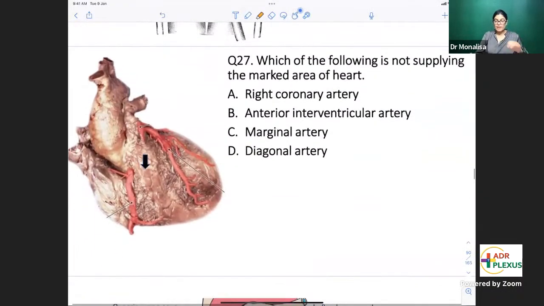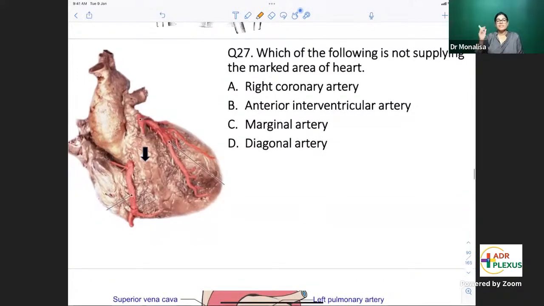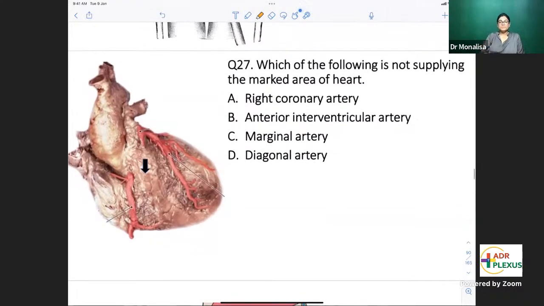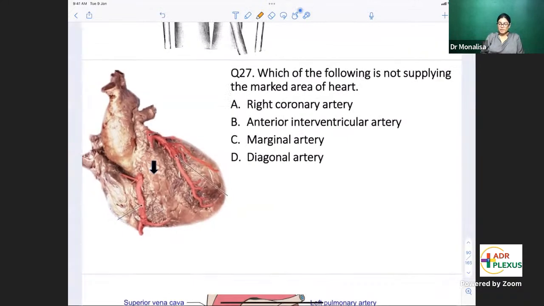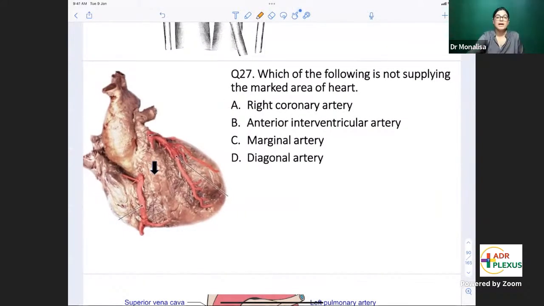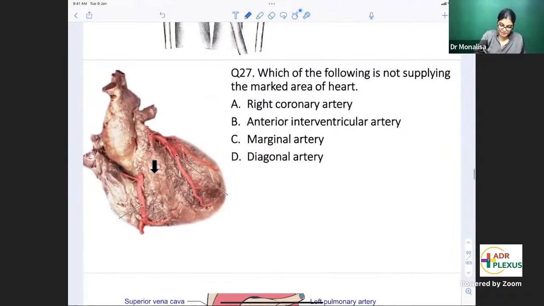Question number 27. Which of the following is not supplying the marked area of the heart? You can see the arrow is marked on one of the chambers of the heart. You have to identify that chamber, and then tell me which of the following structures is not supplying it, whether it's the right coronary artery or the others. Let me check the answer. I'm getting many students with D as the answer, and D is definitely the right answer.